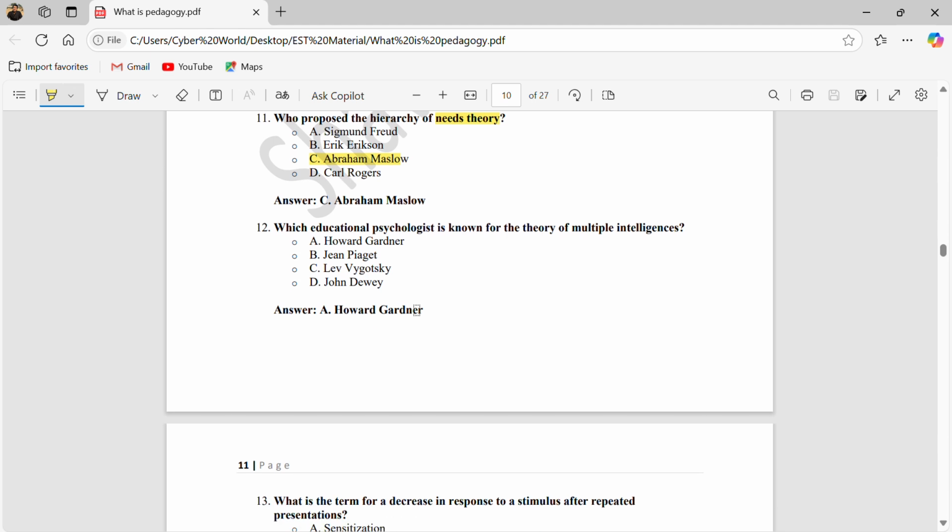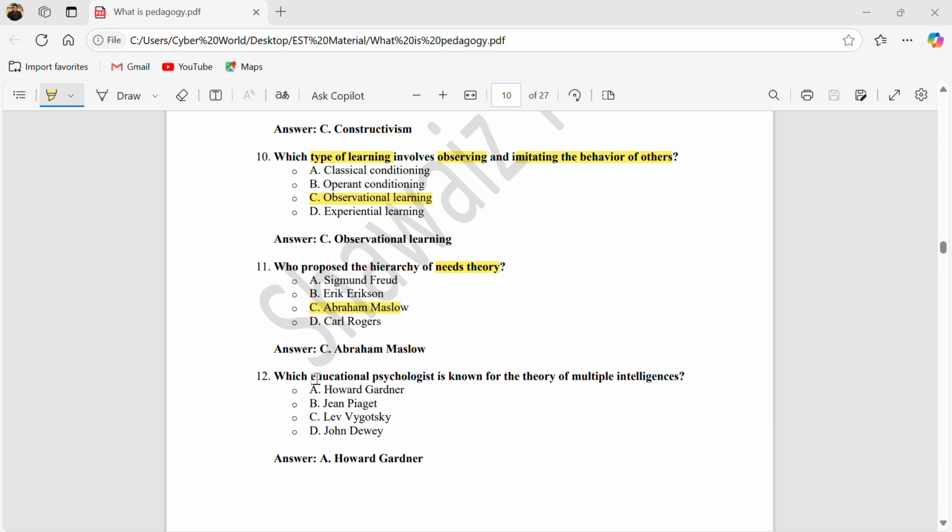Which educational psychologist is known for the theory of multiple intelligences? We already discussed that Howard Gardner is basically the one for the theory of multiple intelligences.